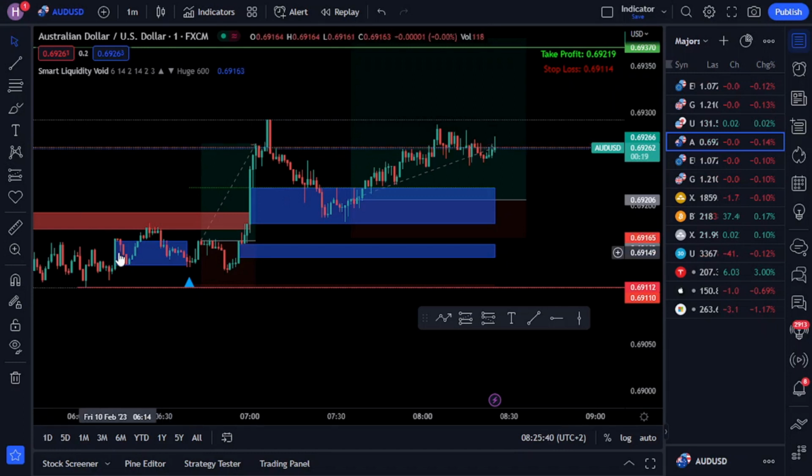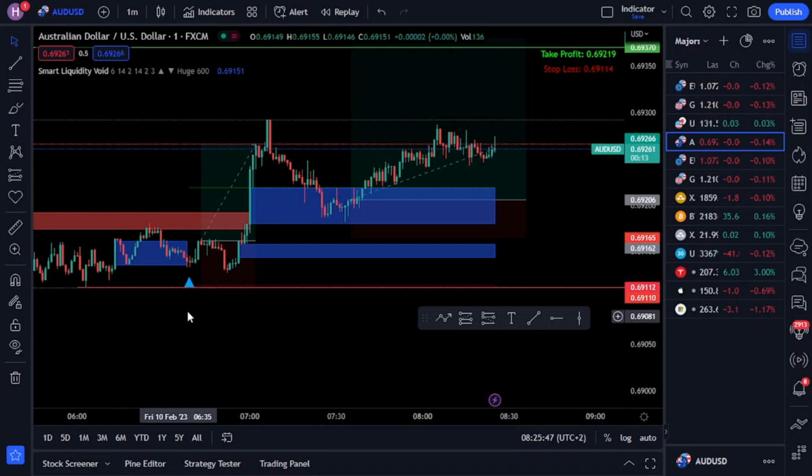As a result, it is important for forex traders to be aware of these factors and to monitor the market for signs of these imbalances, as they can present opportunities for profitable trades.